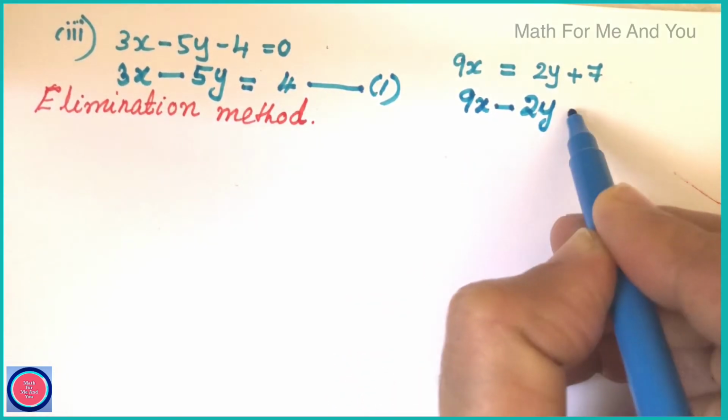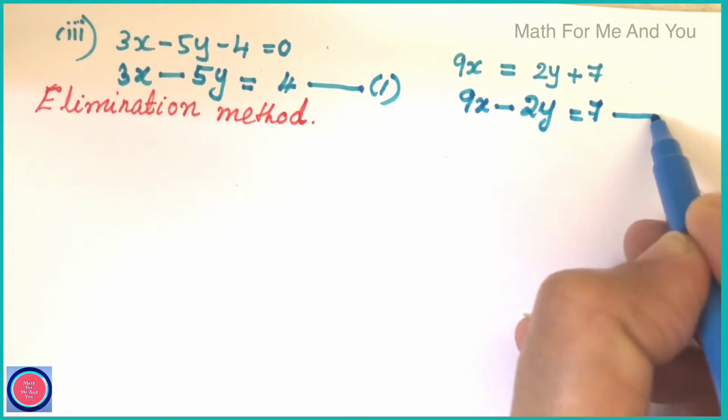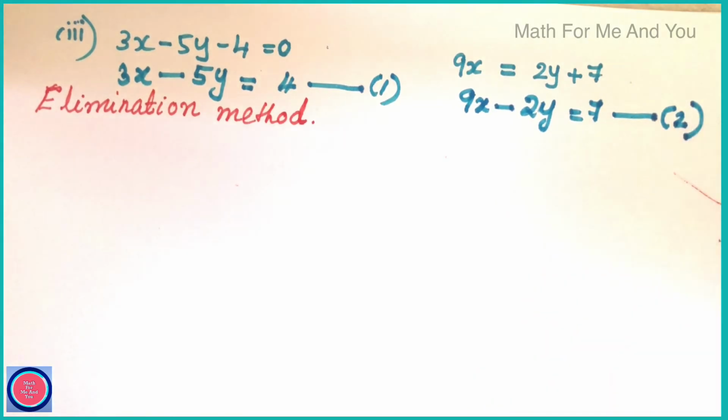Keep x and y on the same side. 9x minus 2y equals 7. So this is equation number 2. Before answering, please arrange the equations in standard form. Now we can practice the elimination method.